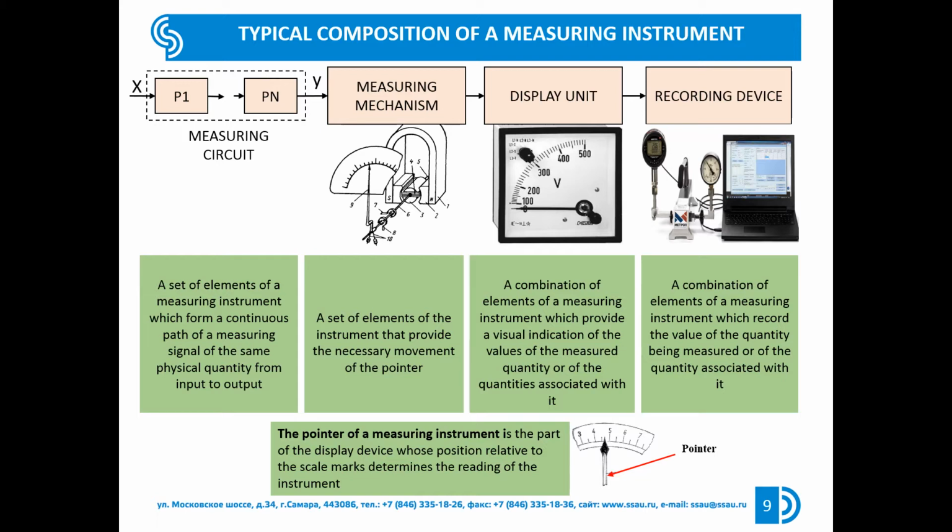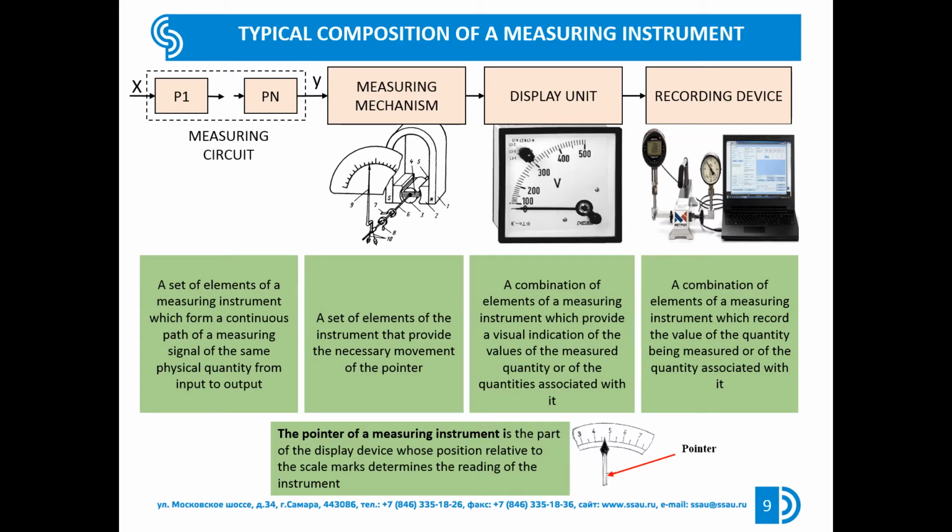The MC is a set of measuring transducers connected in series. The input signal X acts on the sensing element and is subsequently converted in the transducers into the output signal Y, which is supplied to the measuring mechanism. The measuring mechanism of a measuring instrument is a set of elements of the instrument that provide the necessary movement of the pointer, arrow, spot of light, etc. For example, the measuring mechanism of a millivoltmeter consists of a permanent magnet and a moving frame.